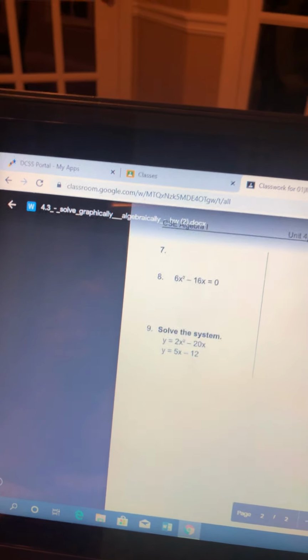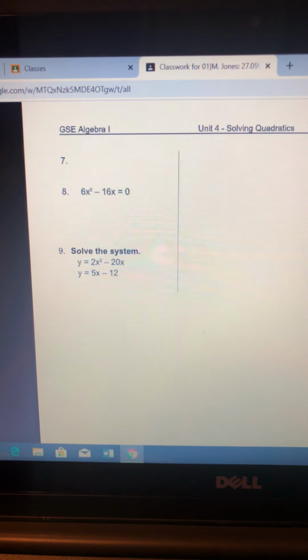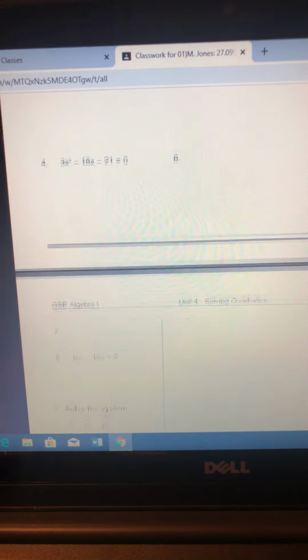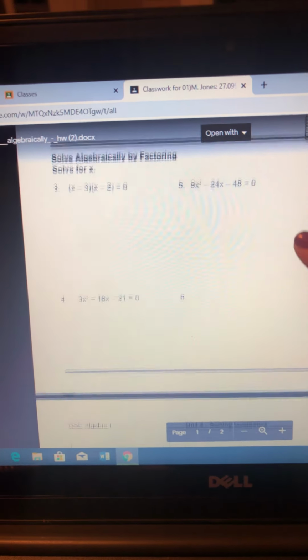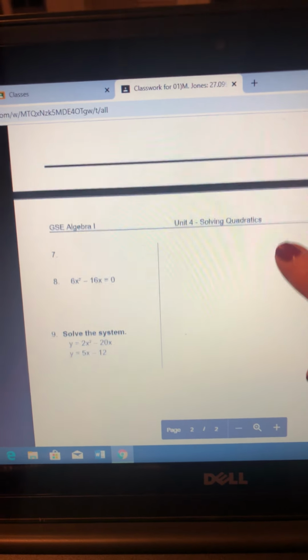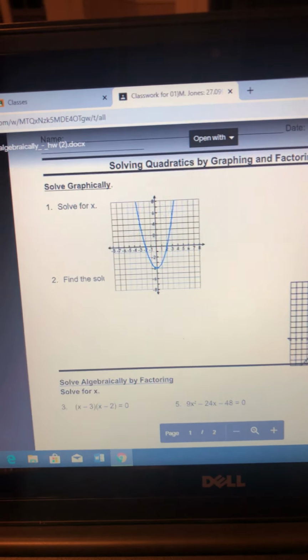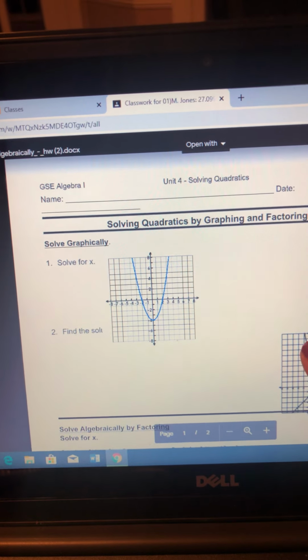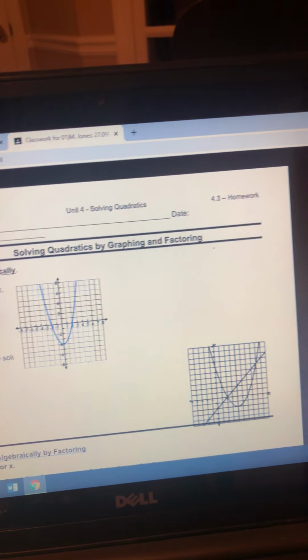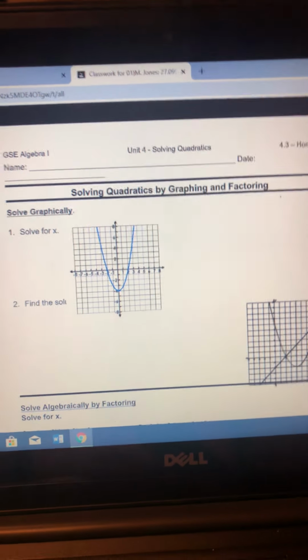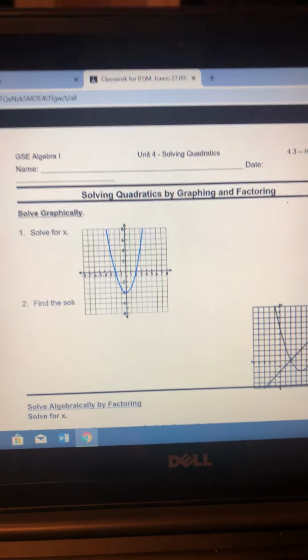You do not have to do number 9. Do not do the system. So you just have to go through number 8. I don't even think it has 8 problems. It's 1, 2, 3, 4 problems here, and then it looks like 2 graphing problems. So one says solve for x, and the other one says find the solution. So remember, the solution is where it is crossing the x-axis, and we'll look at those.